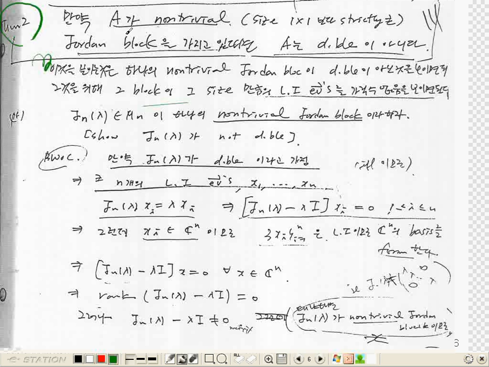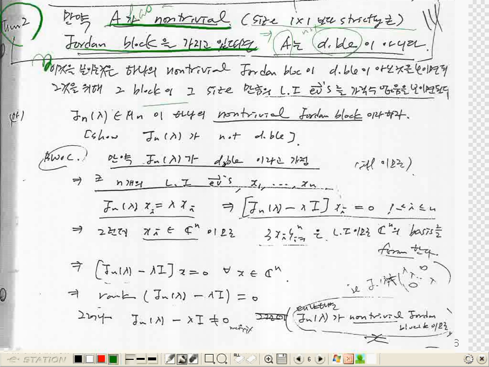Theorem 2. If A has a non-trivial Jordan block, then A is not diagonalizable. A non-trivial Jordan block means it is a Jordan block whose size is bigger than 1 by 1. Suppose we have a non-trivial Jordan block in the matrix A, then it cannot be diagonalizable.